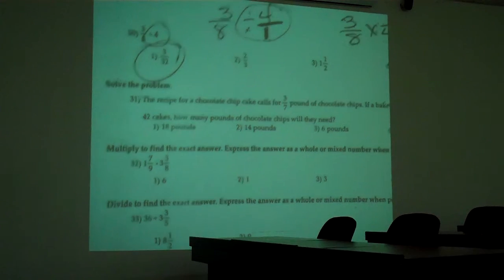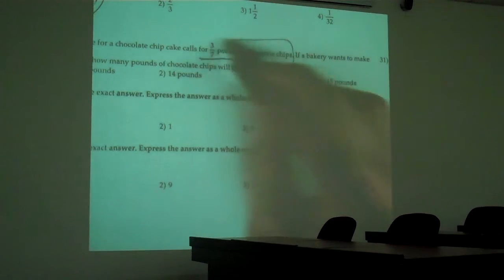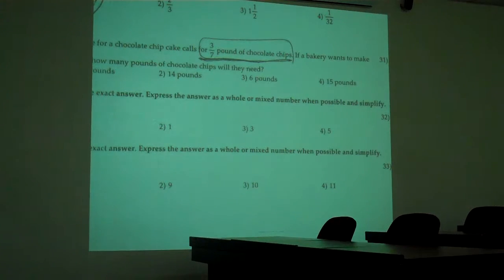Okay, the recipe for chocolate chip calls for 3/7 pounds of chocolate chips. So every recipe you use about half a pound. If a bakery wants to make 42 cakes, how many pounds will they need? Are we gonna multiply or divide?